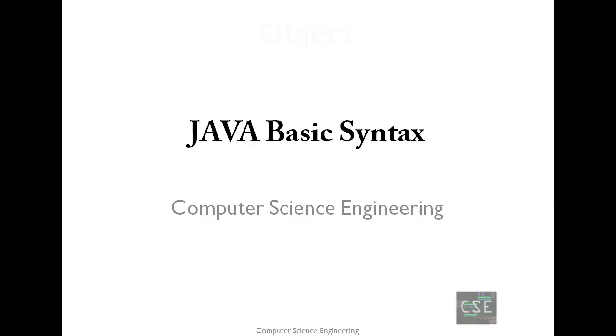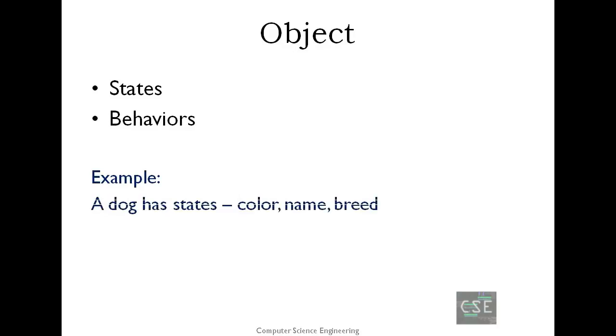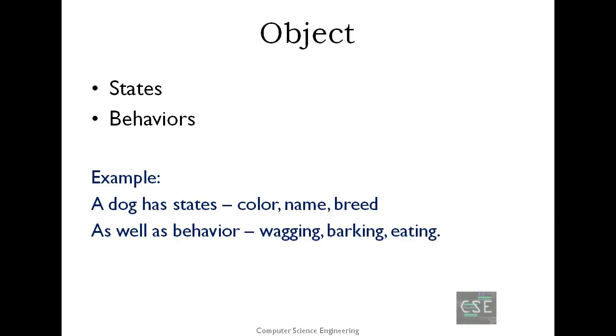First, an object. Objects have states and behaviors. For example, a dog has states such as color, name, and breed, as well as behaviors such as wagging its tail, barking, and eating. An object is an instance of a class.